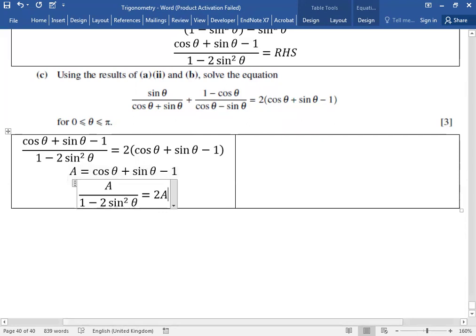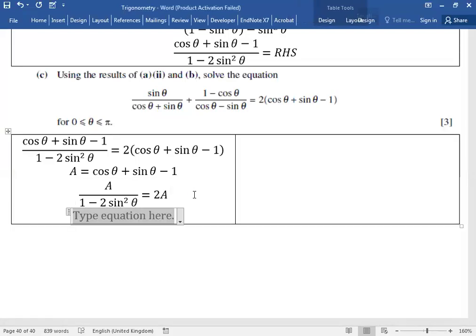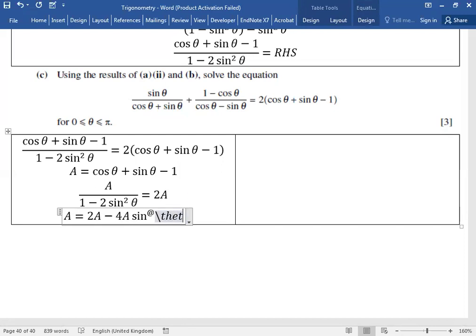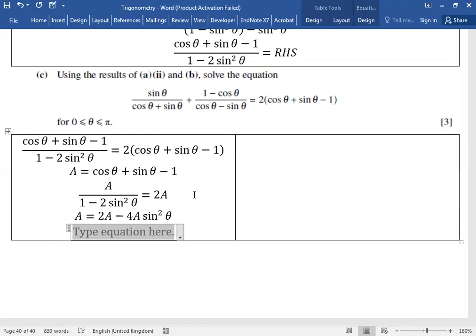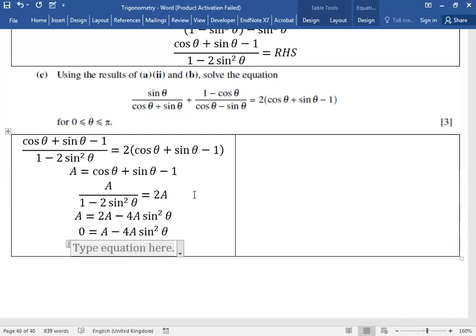Simplify this. सिर्फ a समझाने के लिए लिखा है. 2a minus 4a. Is that right? a से confusion तो नहीं हो रही ना? सबको एक तरफ लेकर आते हैं. 0 हो गया, a यहाँ के माइनस हुआ, so a minus 4a sin square theta. Now what? a कॉमन लिया, 1 minus. Is that right?